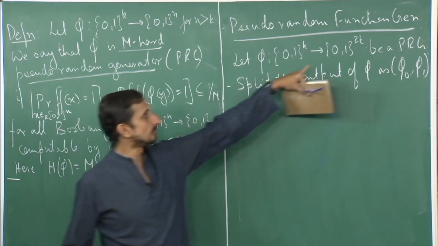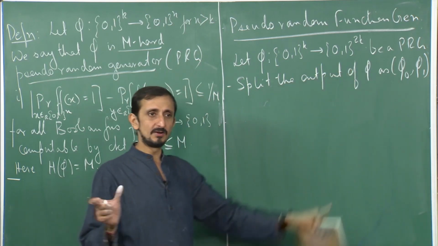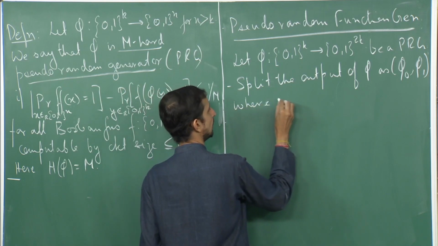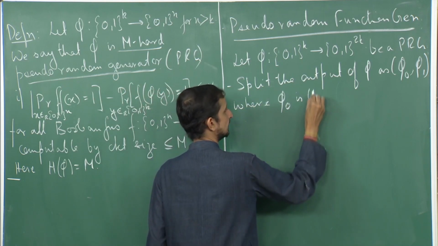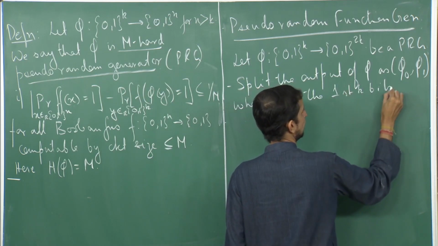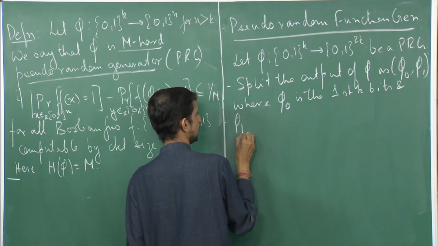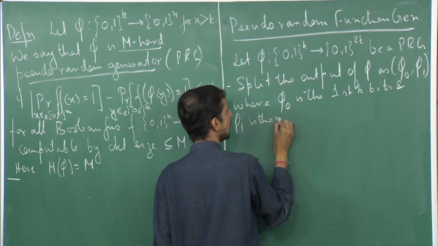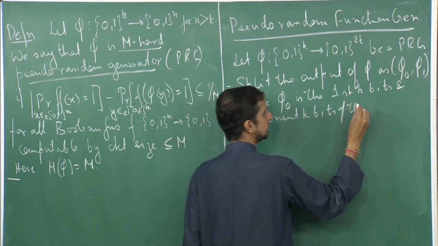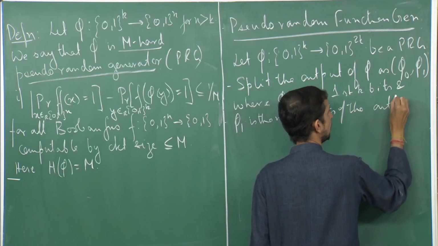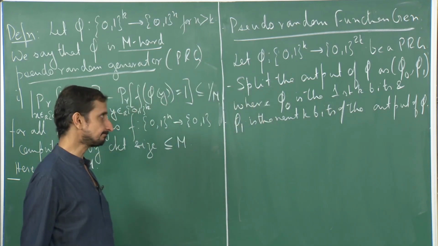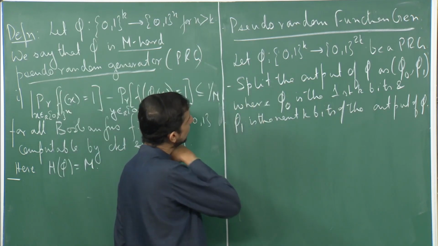Note that the output of phi is a string of length 2k. We'll divide it into two parts, where phi 0 is the first k bits and phi 1 is the next k bits of the output of phi.